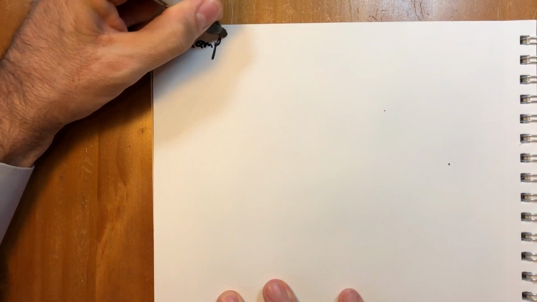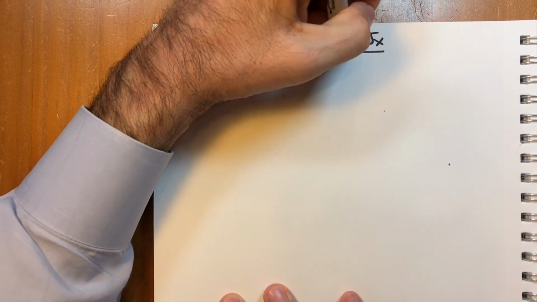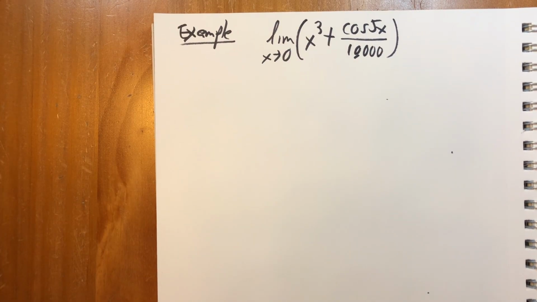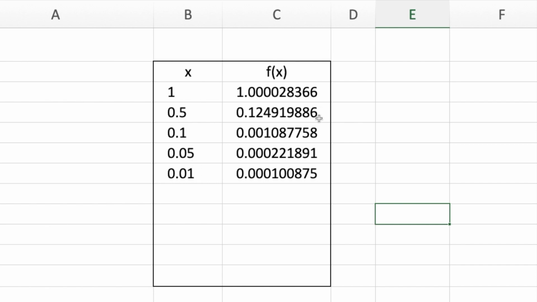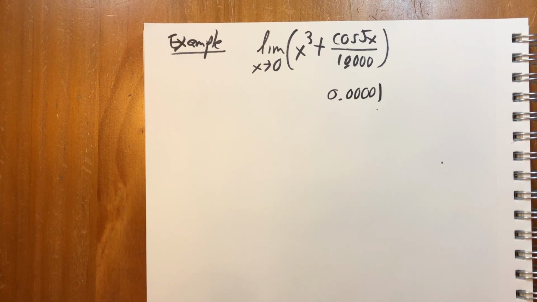One more example. Find the limit as x approaches 0 of x cubed plus cosine of 5x over 10,000. So if we look at a table for this function, as we approach 0, it looks like the value of this function is approaching 0 quite quickly. But if we actually go down a little closer to 0, it turns out it's not actually going to 0 at all. In fact, it's landing on 0.0001. And there's a reason for that.